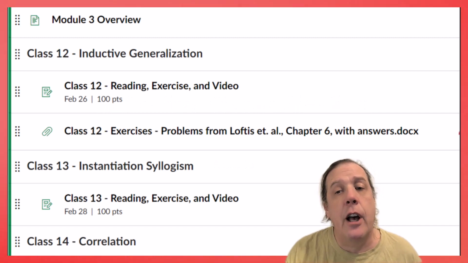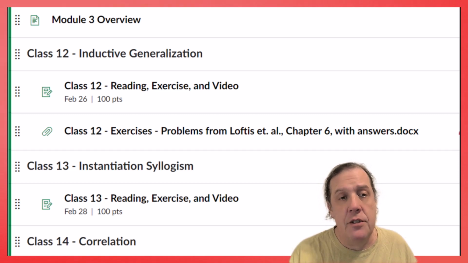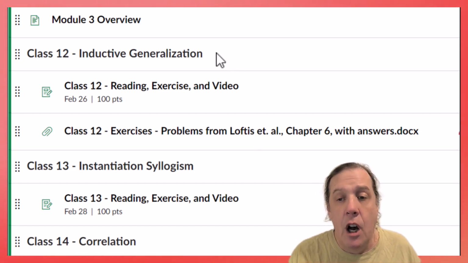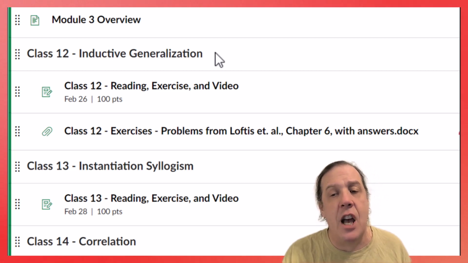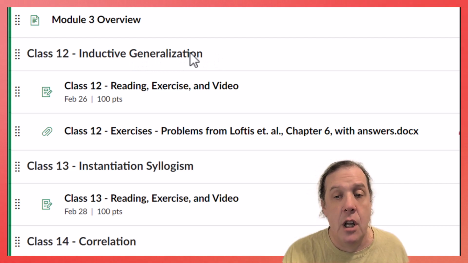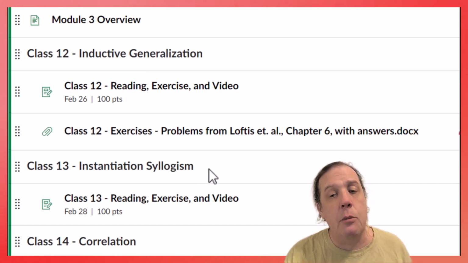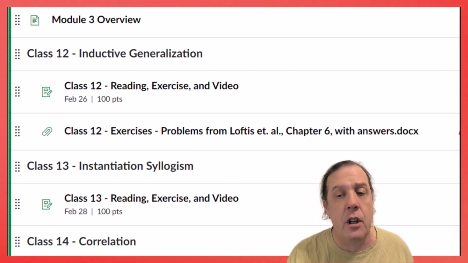So in this unit, we're going to start out by considering important ideas about arguments that involve generalization. We're going to look at two argument schemes. One where we start with experience in the world and draw a generalization from it. That's inductive generalization. And one where we start from a generalization and look at how to apply it to a particular individual or situation. That's instantiation syllogism.